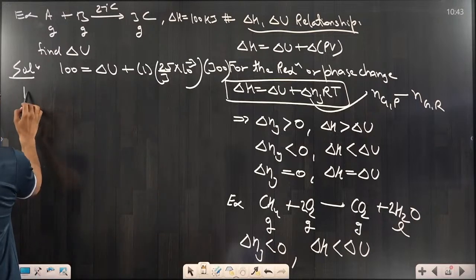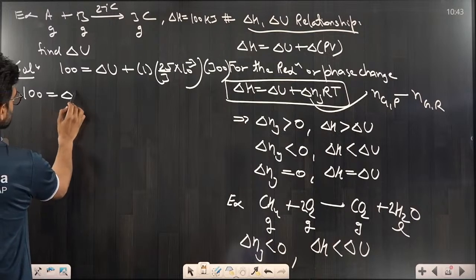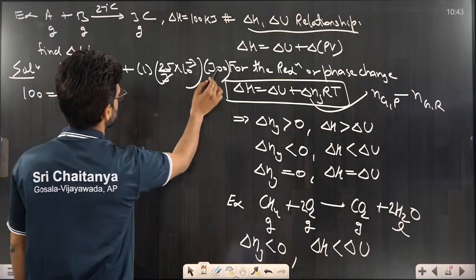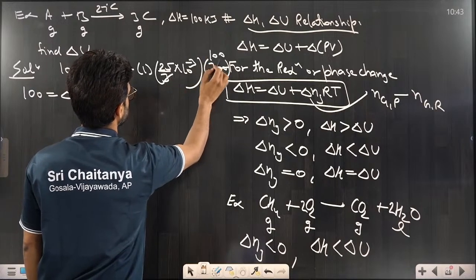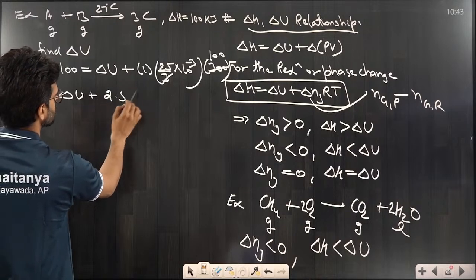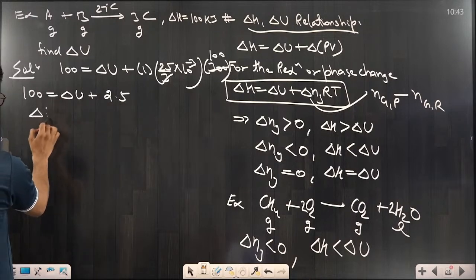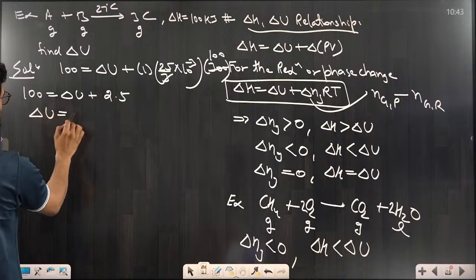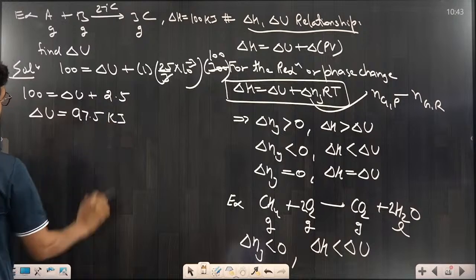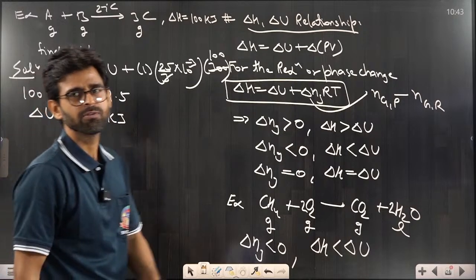So you can just put the values here. Delta U is coming, plus this, which will cancel down. How much is coming? 100. How much is coming from here? 2.5 will come, if you solve it. So delta U is coming how much? 97.5 kilojoule. Okay, this way you can solve it.